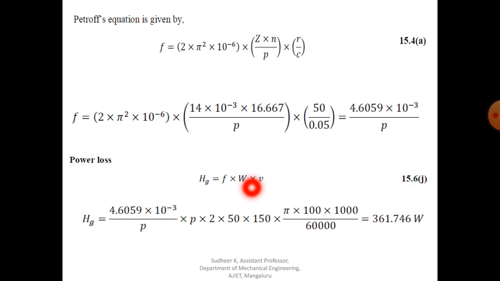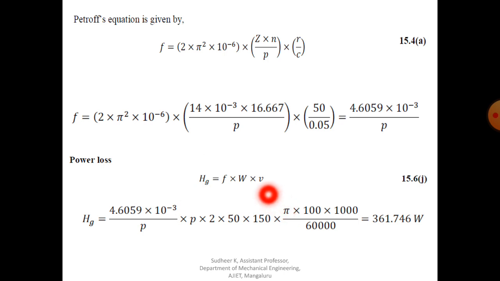That is from equation number 15.6C, from page number 355. If you use that one, W can be written as P into 2RL. R is nothing but the radius of the journal, and L is the length of the bearing. So the P, the bearing pressure, in the numerator and denominator will cancel each other. So you can cancel now.